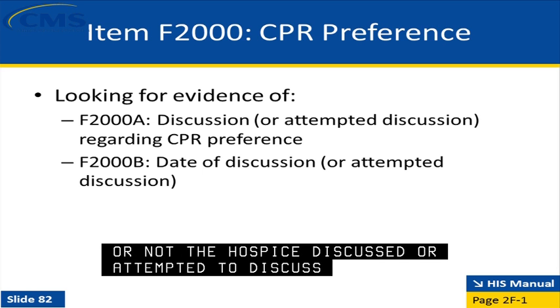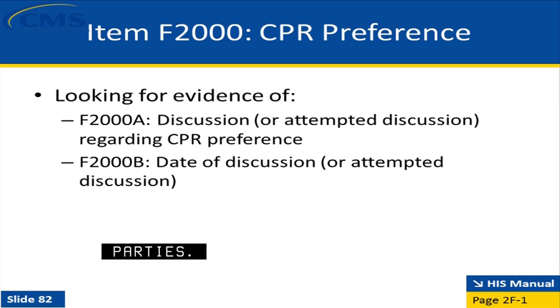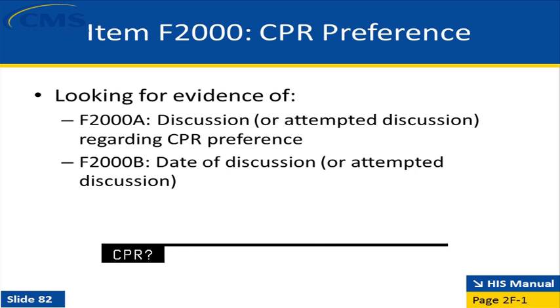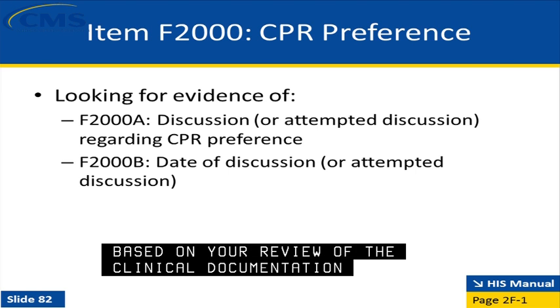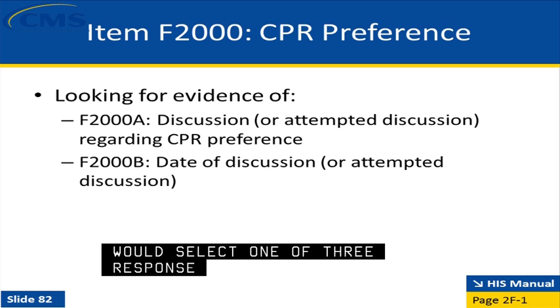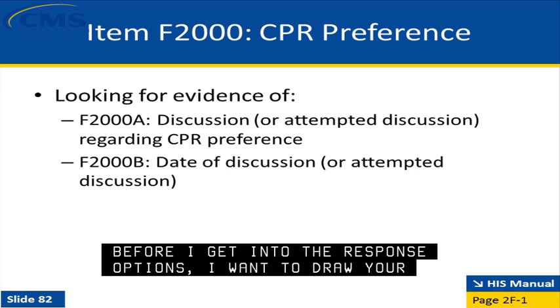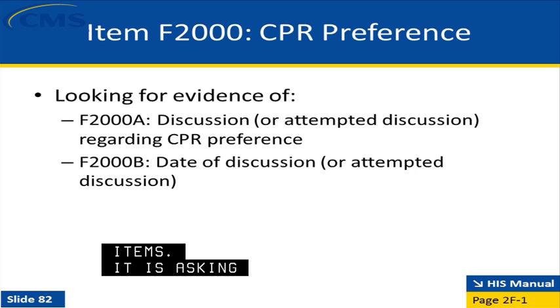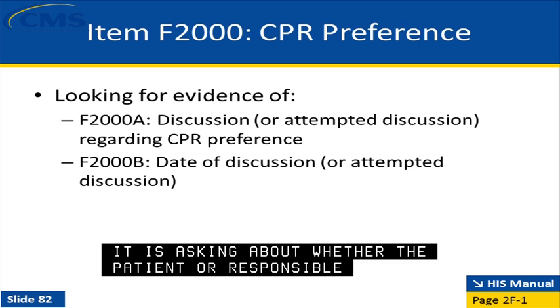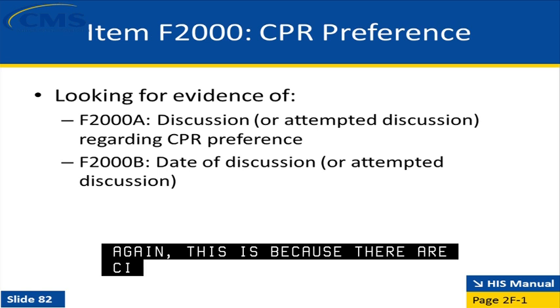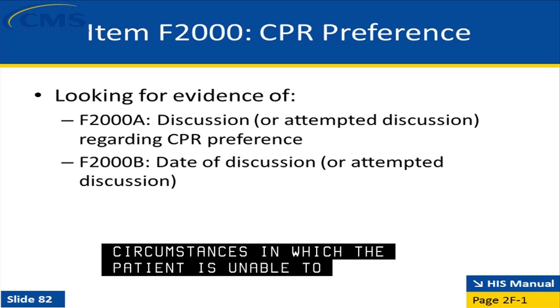So item F2000 asks, was the patient or responsible party asked about preference regarding the use of CPR? Based on your review of the clinical documentation, you would select one of three response options. Before I get into the response options, I want to draw your attention to the wording of the item. It is asking about whether the patient or responsible party was asked about their preference. Again, this is because there are circumstances in which the patient is unable to respond to questions about their preferences.